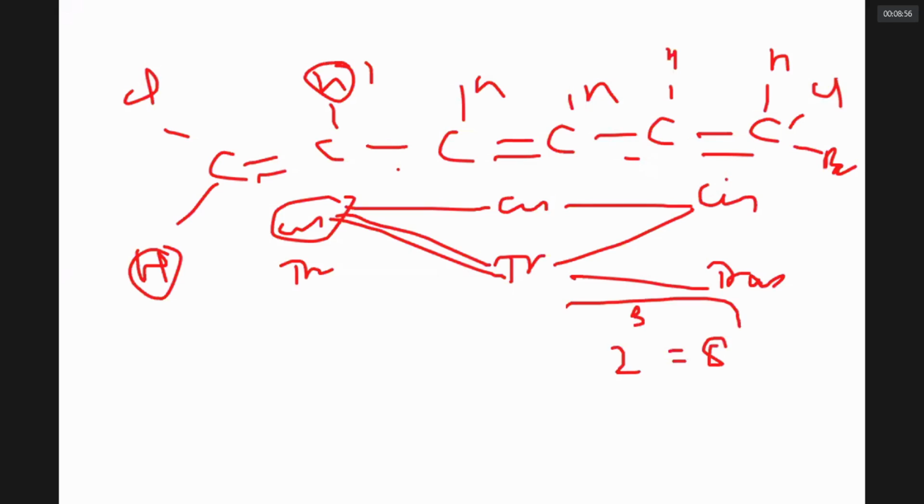Which is easier, applying the formula or working out like this? Applying the formula. That is why I gave the formula, since the ends are different.